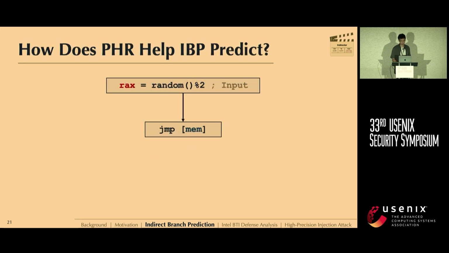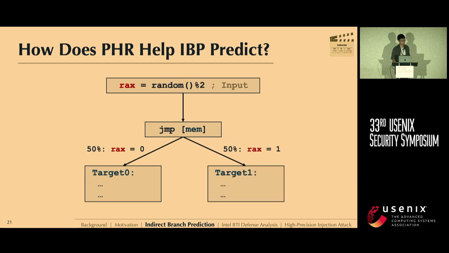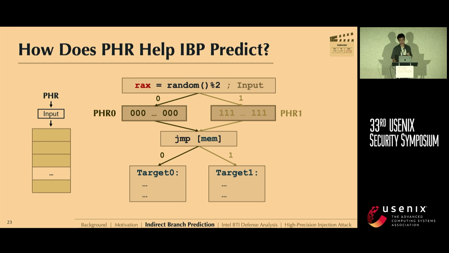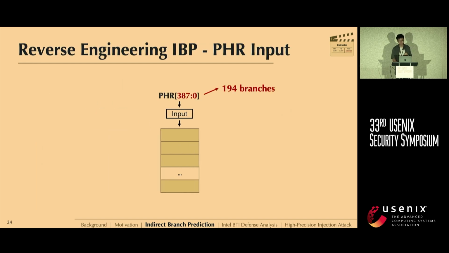Take this indirect branch as an example. There is a random binary input stored in RAX, which decides the branch target. In 50% of cases, it jumps to target 0. Otherwise, it jumps to target 1. When we set PHR to a fixed value before executing the branch, it always has 50% misprediction. This means the targets are colliding in the IBP. However, when we create two different PHR states based on the input, IBP can generate perfect prediction under each context. And briefly, we found IBP uses the past 194 branches as input.